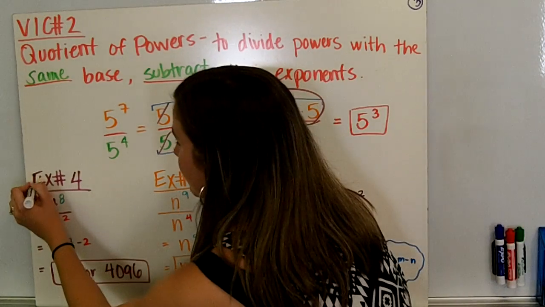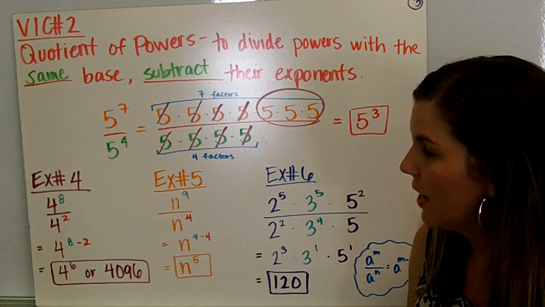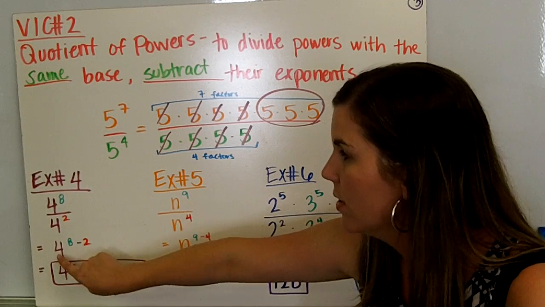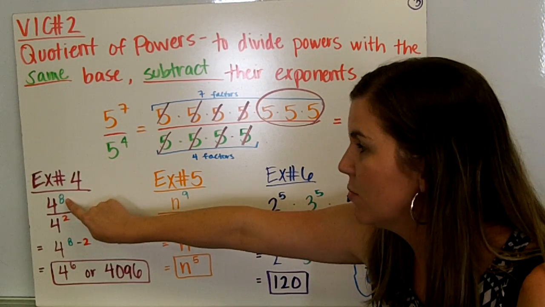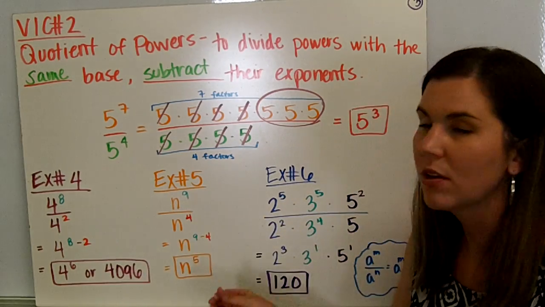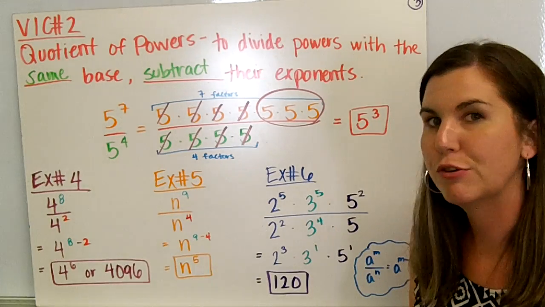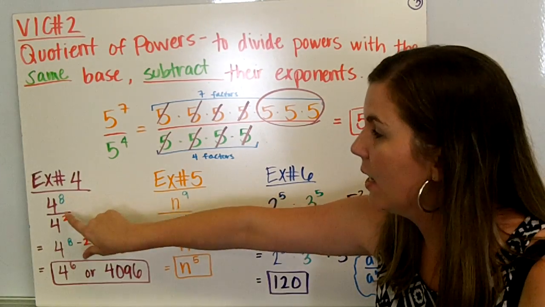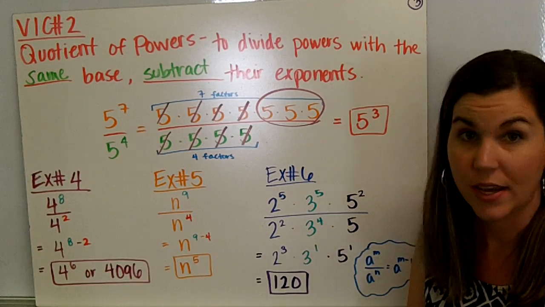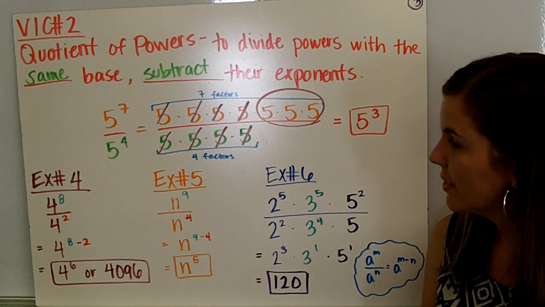Example number 4. 4 to the 8th power divided by 4 to the 2nd power. So keep the base, which is 4, and subtract the exponents. Top subtract bottom. 8 minus 2 gives you 6. You can help remember this by saying that big division bar is kind of like a huge minus sign for exponents, so 8 minus 2. There's your rule. 4 to the 6th power. You can say there are 6 factors of 4, multiply them all together, and you get 4,096.